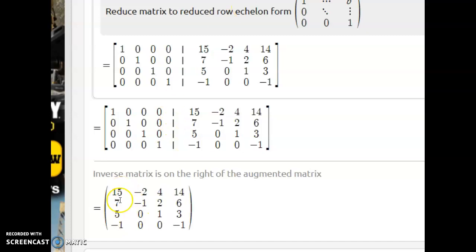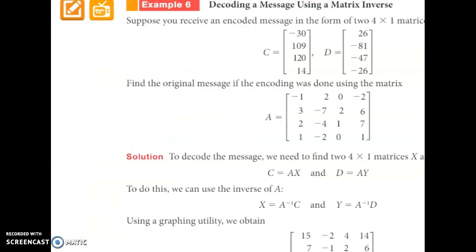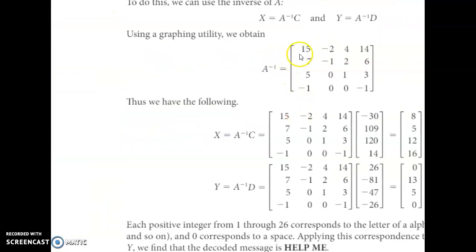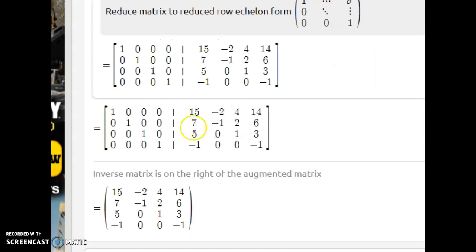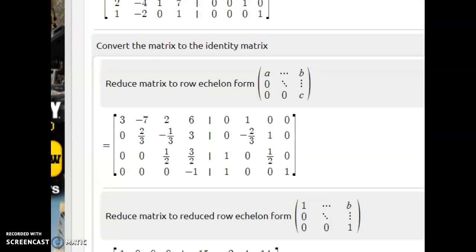Well, let's do that. Notice the 15, -2, 4, 14. So let's check with the book. We scroll down here. Here it is: 15, -2, 4, 14, and so on. 7, -1, 2, and 6. Let's see, where did I have that? Here, I believe. Yep, there it is: 7, -1, 2, and 6, and so on. Okay, so that's pretty slick with this inverse function.